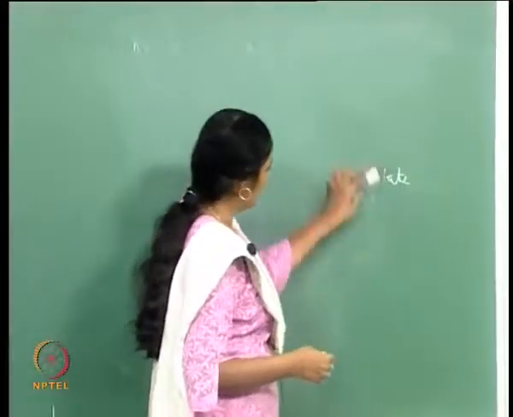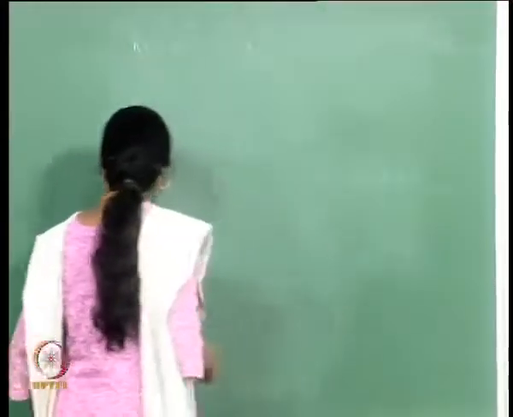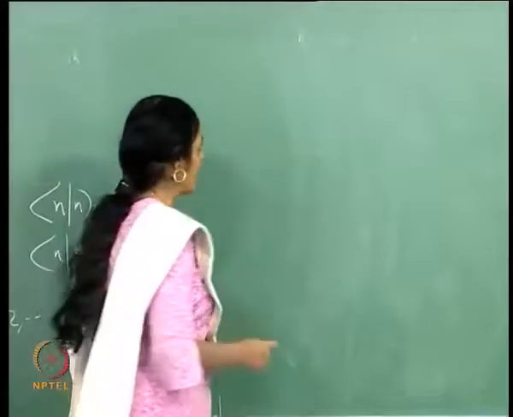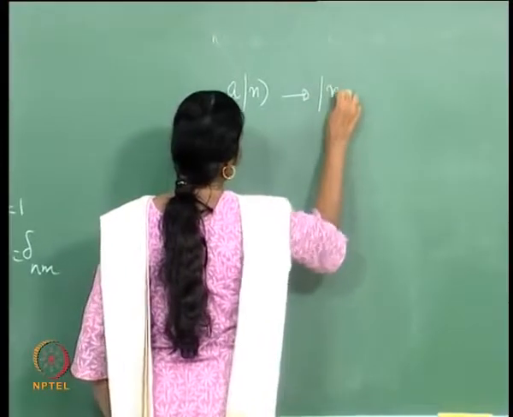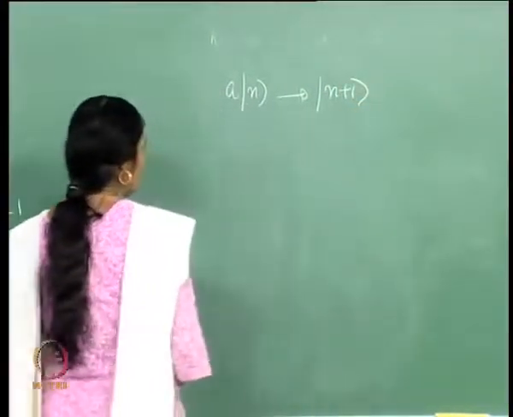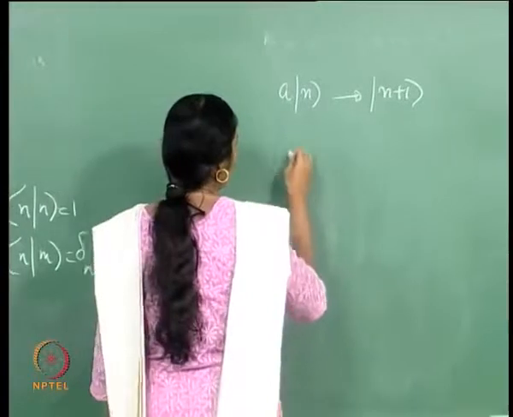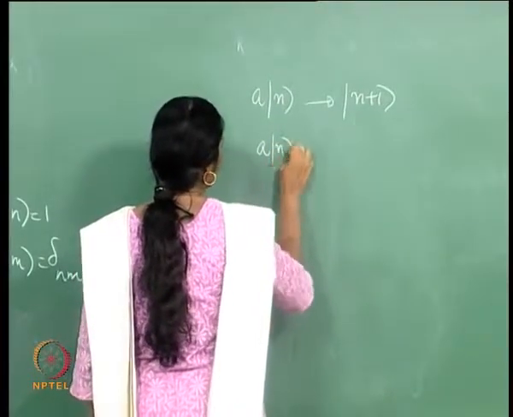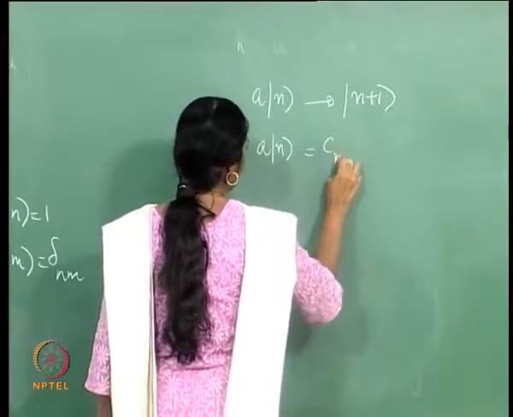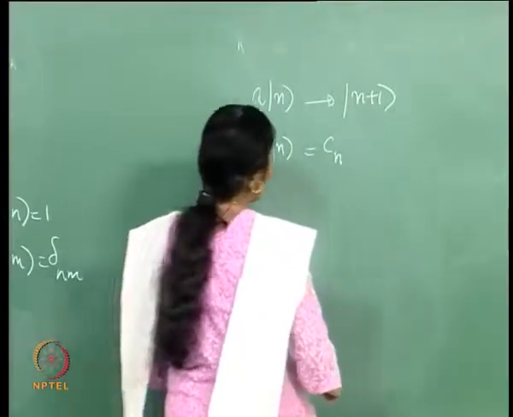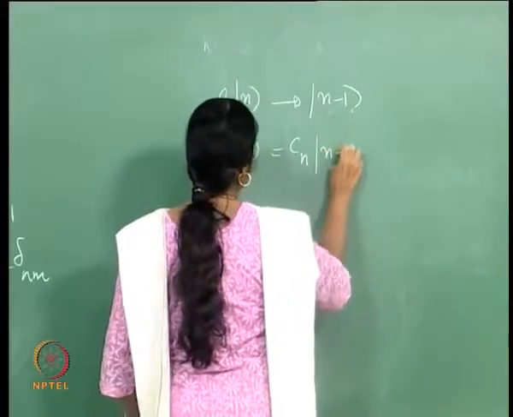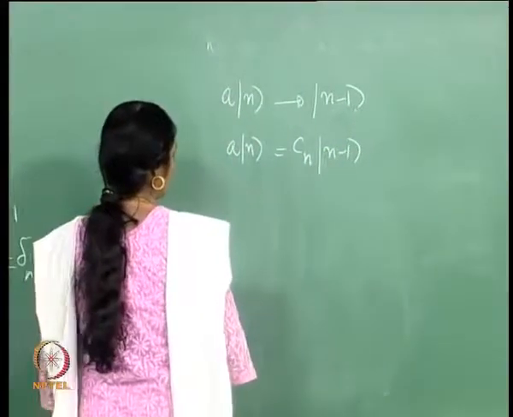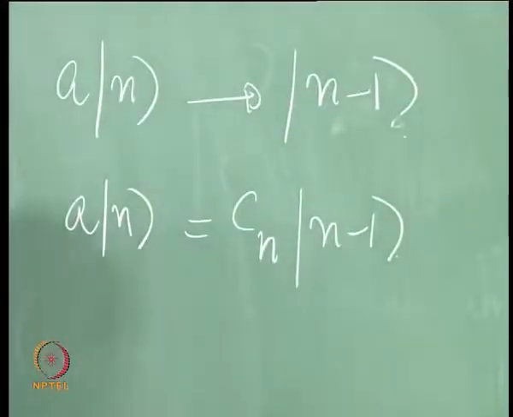We have to do better. We have to find out what exactly is the action of A on ket n. While we know that A on ket n takes it to a state which we label as ket n minus 1, in general A ket n equals Cn ket n minus 1. This should be n minus 1 because A is an annihilation operator. So, we need to find out what exactly is Cn.